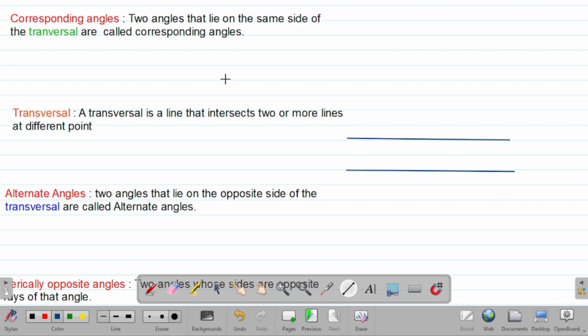And if we define these two parallel lines as AB and CD, you all know that parallel lines means the distance between them is the same everywhere.